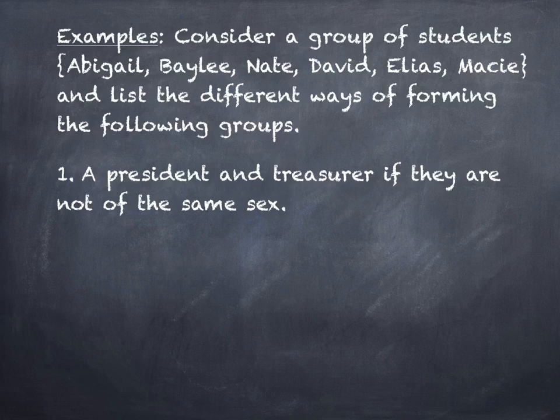Okay? So the first one that we're going to talk about in this section is counting by systematic listing. When we have small groups of things, systematic listing is very convenient and it's pretty easy to do. We're going to consider a group of students, Abigail, Bailey, Nate, David, Elias, and Macy, and we're going to list the different ways of forming the following groups. Let me just read part A. Number 1 says, a president and a treasurer if they are not of the same sex.